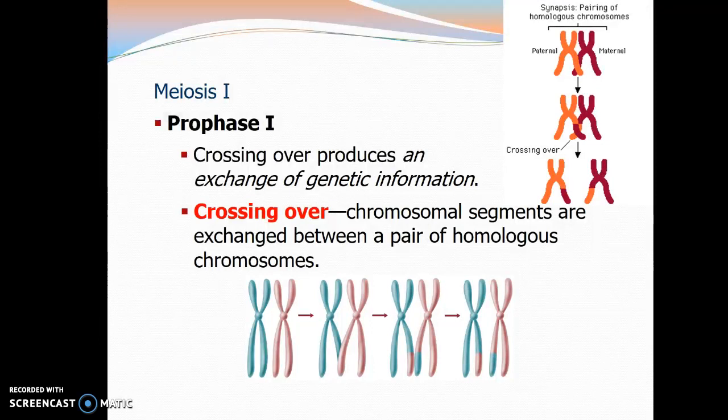All right, so we're going to just talk more about prophase 1 and crossing over, because it's very, very important that you guys remember that crossing over occurs during this stage of prophase 1. And so crossing over is just when the chromosomal segments are exchanged between a pair of homologous chromosomes.